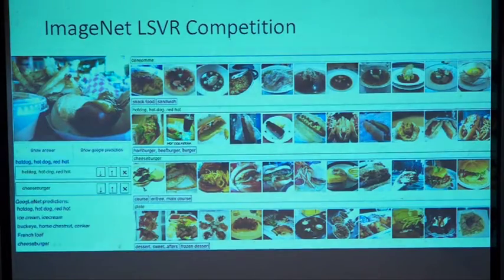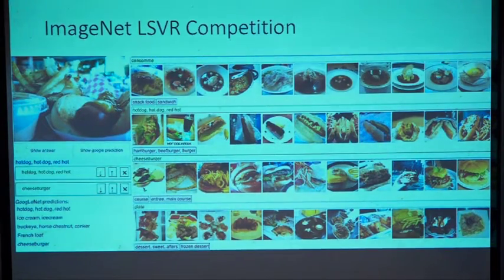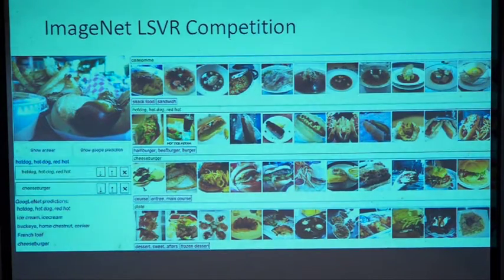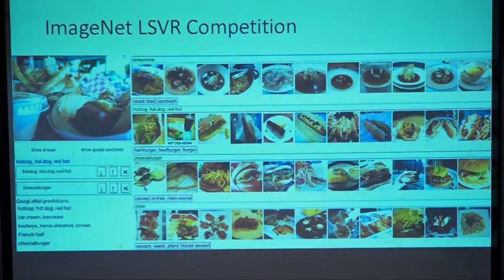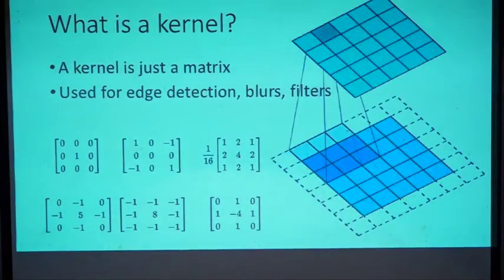So the task here is to predict one that's in the top five labels for that image. Some human labeled this image with a bunch of different labels. And your goal is to build a model that will predict one of the top five subjects inside of this image. So how does it do this?